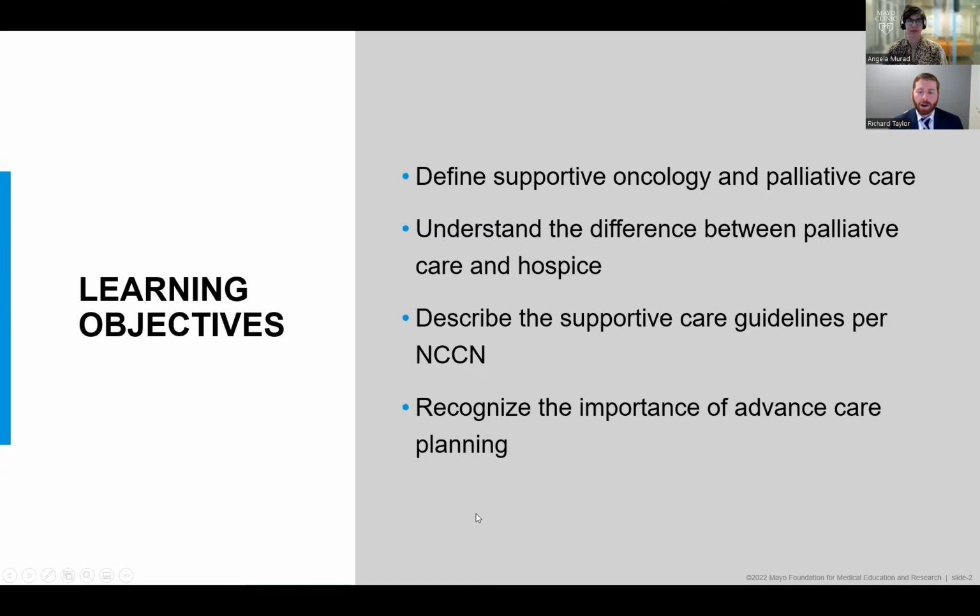And then we're going to highlight some of the supportive care guidelines that are on the National Comprehensive Cancer Network website. That's NCCN, a network that physicians use to help guide some of the treatments for cancer. And there are supportive care guidelines on that website. And then hopefully by the end, we'll also help folks recognize the importance of advanced care planning.